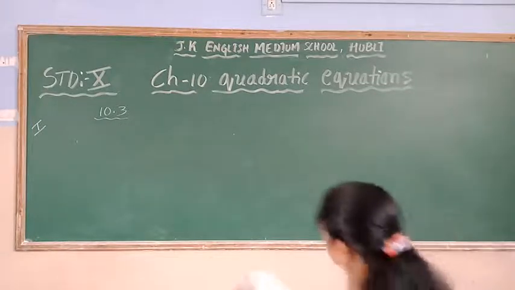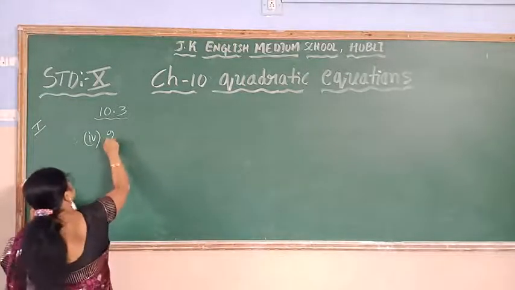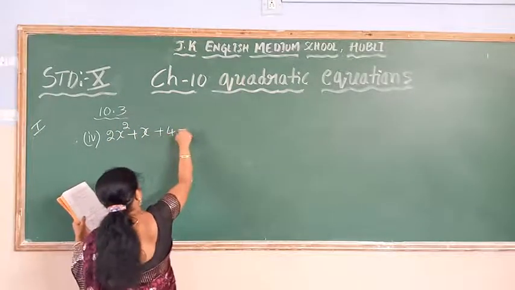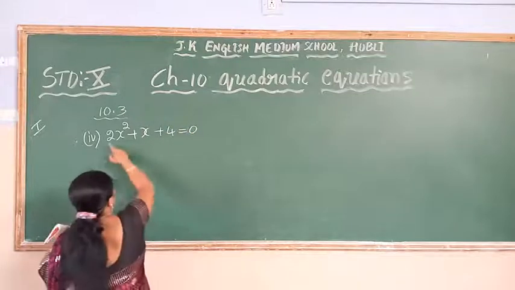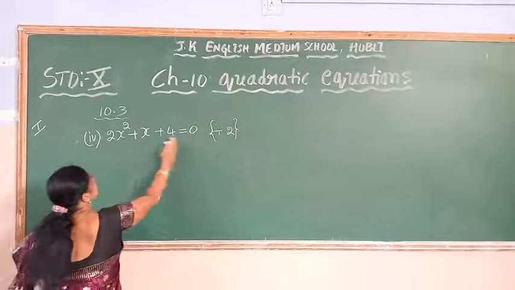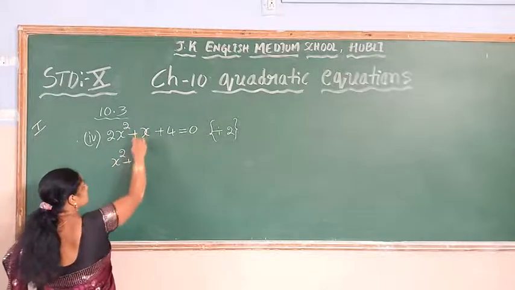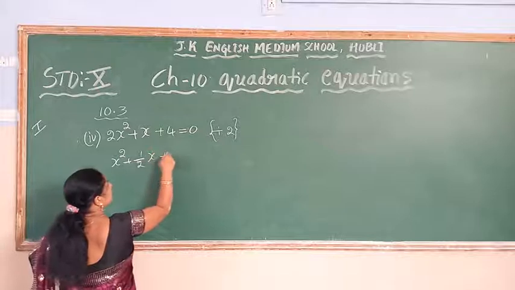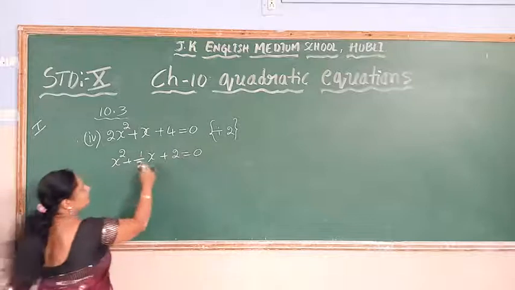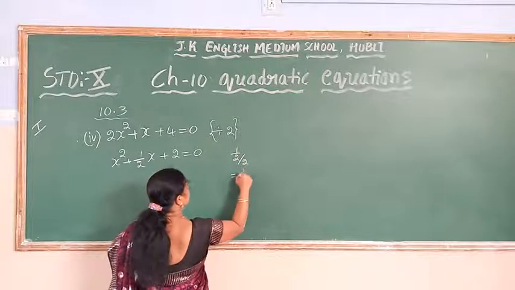Another question, that is the fourth question: 2x square plus x plus 4 is equal to 0. So divide by 2, children. All three terms, if I divide by 2, the 2 gets cancelled. x square remains. No number means it is understood that 1 is there. 1 by 2 into x. 4 by 2 becomes 2, is equal to 0. The coefficient of x is half. Divide by 2, it becomes 1 by 4.